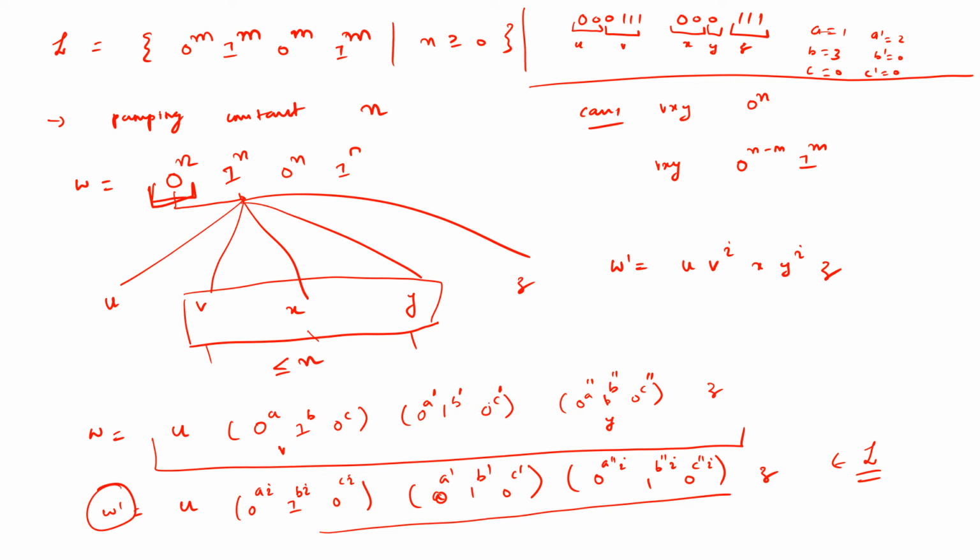together should constitute less than or equal to n, and length of vy cannot be equal to 0. That is, a plus b plus c plus a double prime plus b double prime plus c double prime cannot be equal to 0, sorry, should be greater than 0, and the sum of all the constants like a plus b plus c plus etc. plus c double prime should be less than or equal to the pumping constant n.